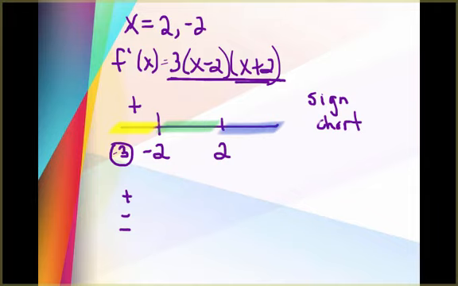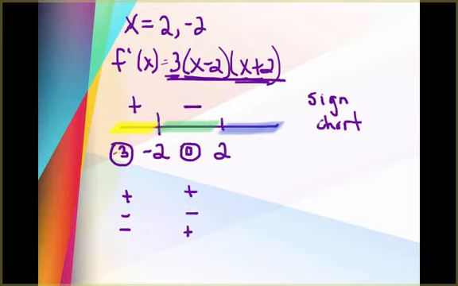Then I'm going to pick a number between negative 2 and 2, and I'm going to pick 0, since that's a nice number to work with, and I'm going to go back and substitute into my derivative. So again, we know 3 is positive. If I put 0 into the next part of the derivative, 0 minus 2 is negative, and then 0 plus 2 is positive. But if I multiply a positive times a positive times a negative, I know that that is negative.